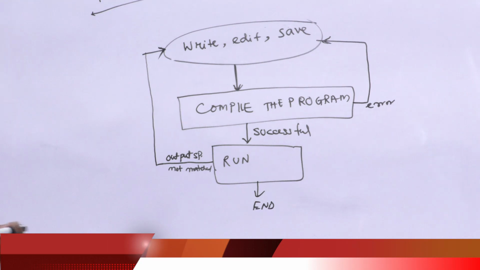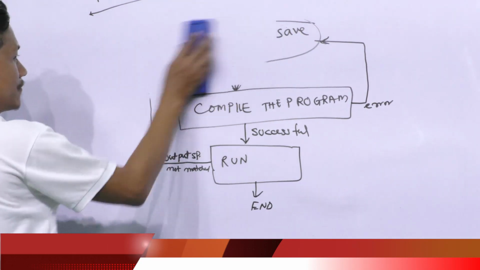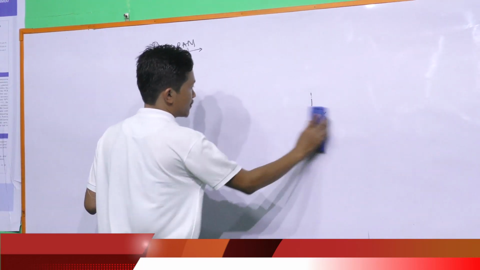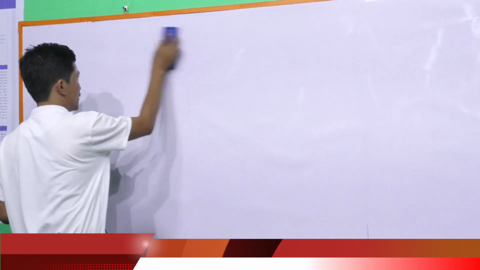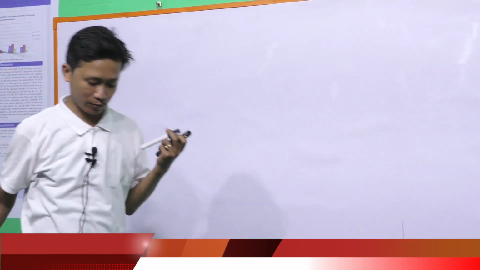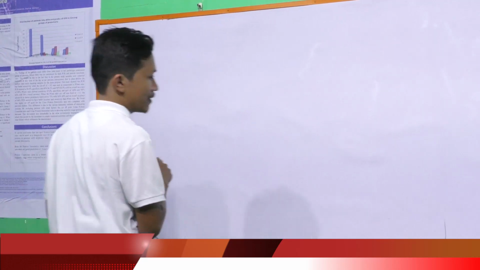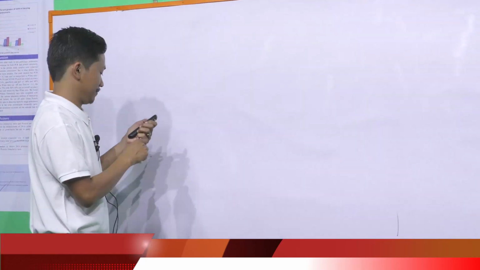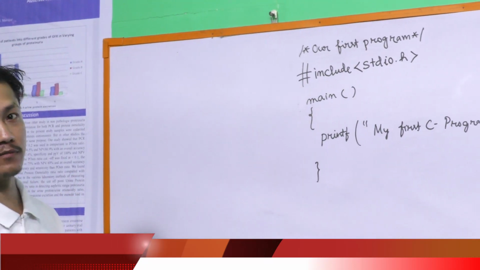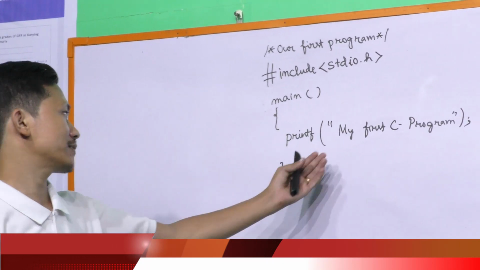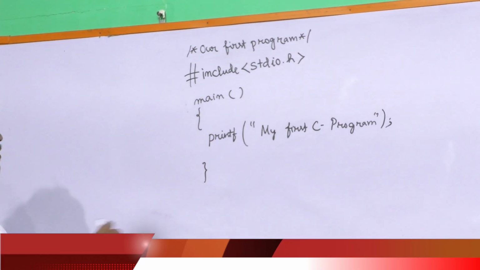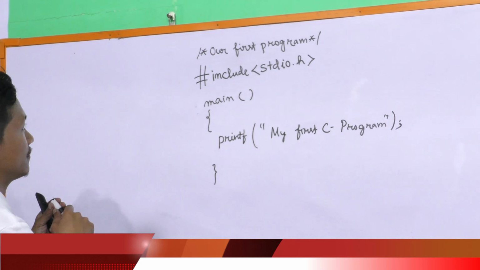So I will be introducing the very first C program. C language is a high level language which was developed by Dennis Ritchie in the early 1970s in Bell Laboratory. That history is left for you. This is a simple program that displays this message, my first C program, on the computer screen. I will explain this program line by line.